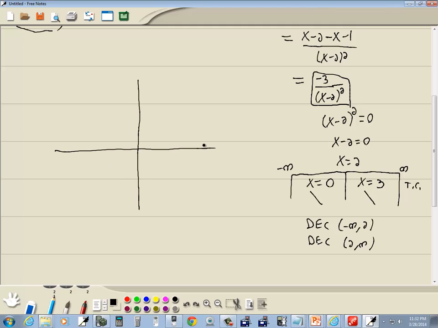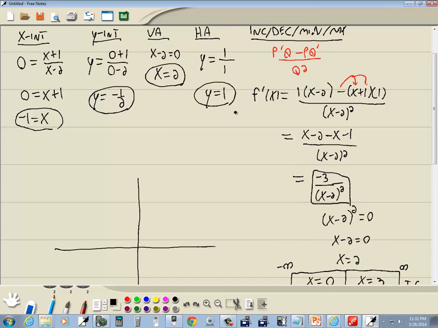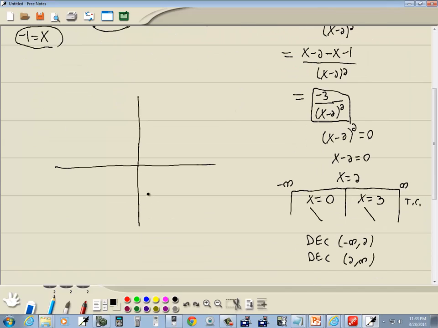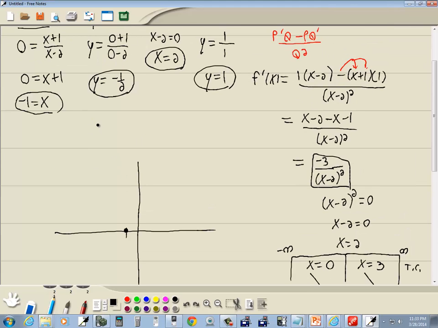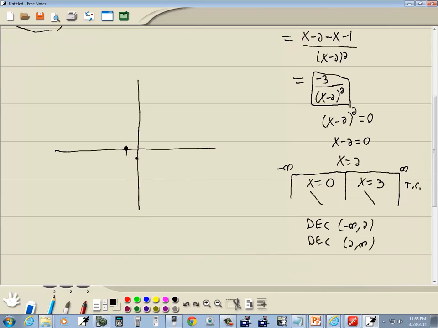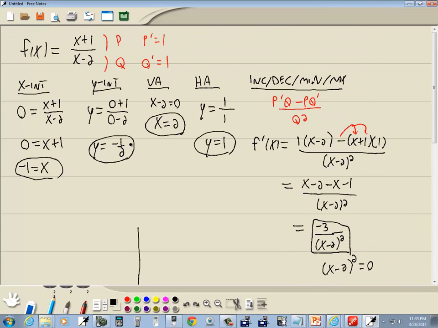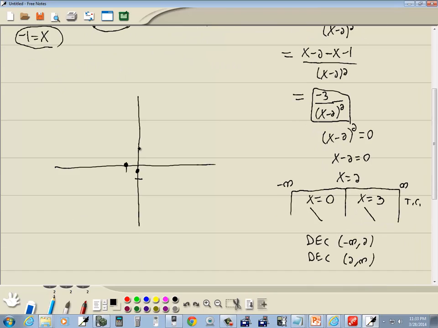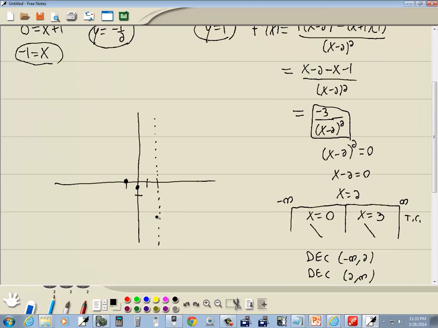Well, now we're ready to sketch the graph. There are no mins and maxes, by the way, because the increasing and decreasing doesn't change. We said the x-intercept is negative 1. So go to negative 1, and there's my x-intercept. My y-intercept is negative 1/2. Negative 1/2 would be somewhere there. The vertical asymptote is x equals 2. So I've got a vertical asymptote right there. And we've got a horizontal asymptote at y is equal to 1.